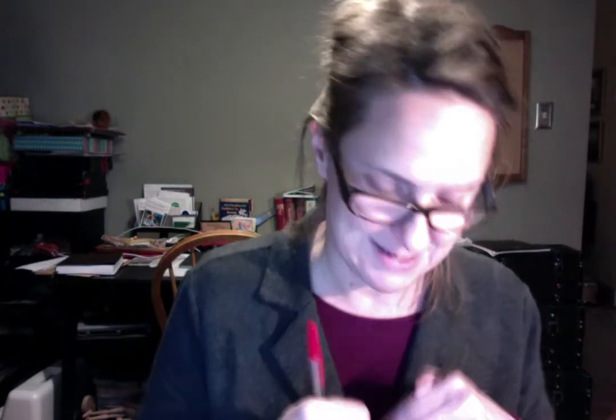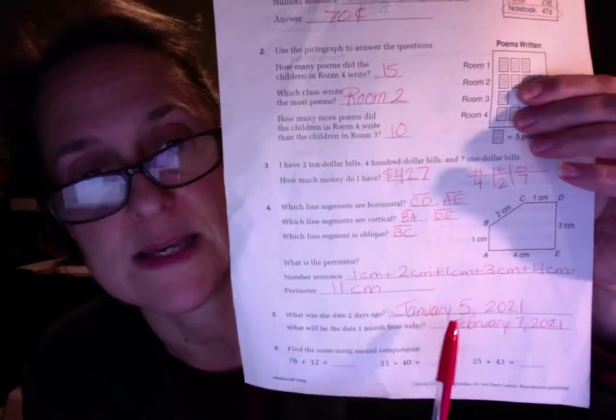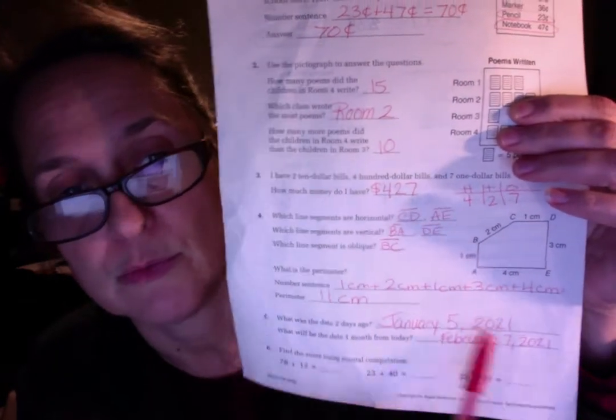So don't use the 5th as your starting point now. I'm using the 7th as my starting point. That's today. So 1 month is February 7th, 2021. Now, you may be doing this on a different day, so you'll need to adjust.